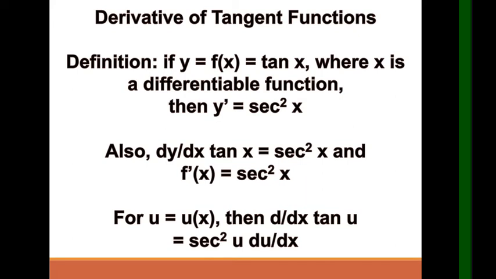If y is equal to f of x is equal to tangent x, where x is a differentiable function, then the derivative of y is equal to the secant squared x. Also, dy over dx tangent x equals secant squared x, and the derivative of f of x is equal to the secant squared x. For u is equal to u of x, then d over dx tangent u is equal to secant squared u du over dx. So, ano yung ibig sabihin nun?